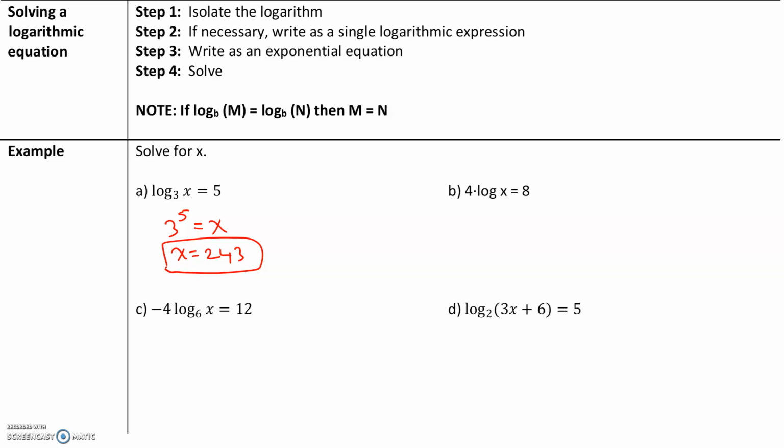Okay, let's take a look at part B. We have 4 times log of x equals 8. First step is to isolate the logarithm, which means we need to divide both sides by 4 in order to get the log by itself. So now we have log of x equals 2. Now, if the log does not have a base written, then this is going to be base 10. So the base of the log is 10, which means the base of the exponent is going to be 10. The x and 2 interchange, so we have 10 squared equals x. 10 squared is 100, which means x equals 100.